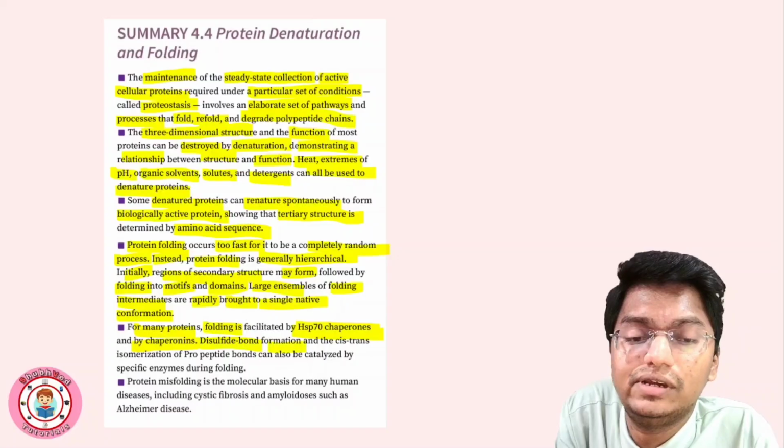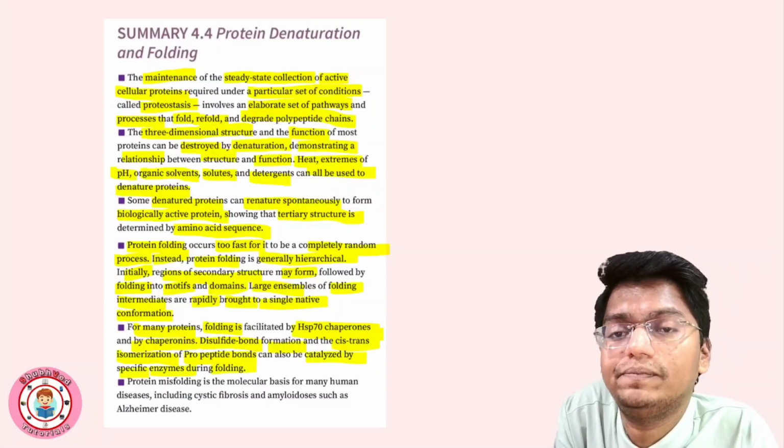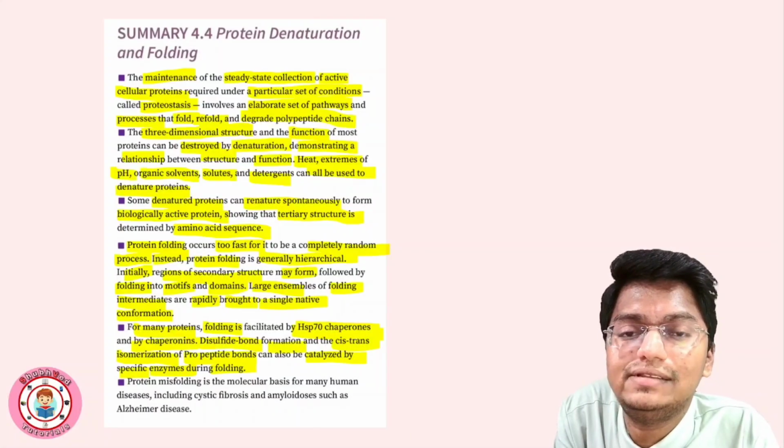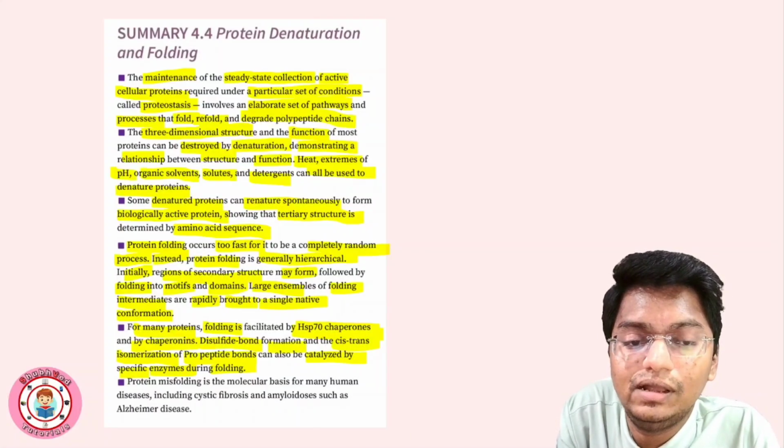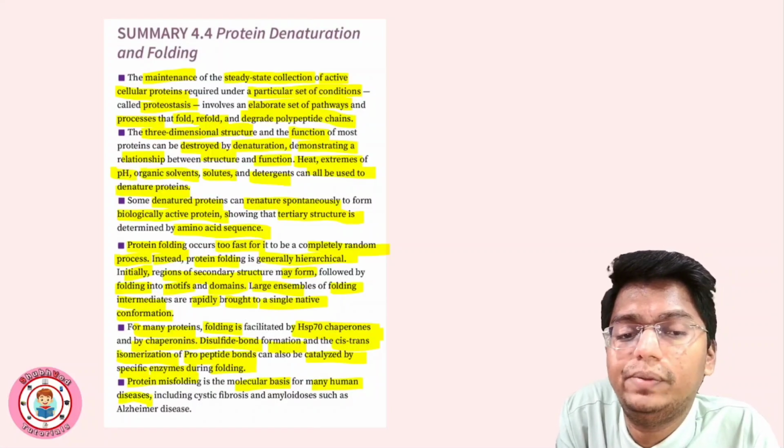Disulfide bond formation and cis-trans isomerase of the propeptide bonds can also be catalyzed by specific enzymes during folding. Okay, protein disulfide isomerase होता है, prolyl cis trans isomerase. Protein misfolding is the molecular basis for many human diseases. Right, मतलब प्रोटीन अगर प्रॉपरली फोल्ड नहीं हुआ, मिसफोल्डिंग की वजह से डिजीजेस भी हो सकते हैं.